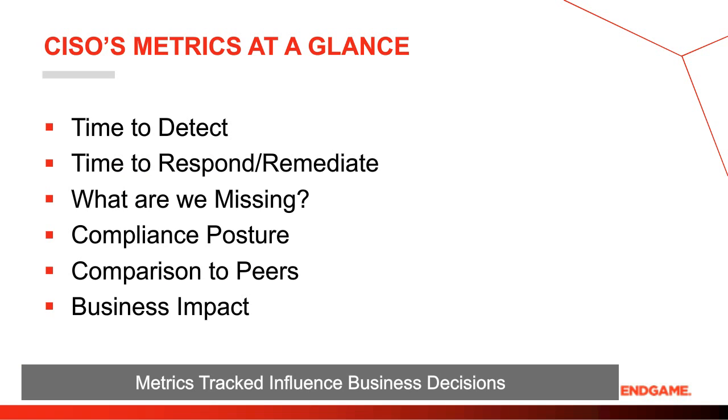So some of those metrics are listed here. Some of the things, after talking to a number of security executives, CISOs included, that they're measured against and end up reporting up. Some of those include, what are my time to detect metrics? How fast can I detect an incident? And once I do detect an incident, how long does it take me to understand the extent of that breach and respond and remediate appropriately? Some other metrics that are tracked, what am I missing? Basically a measure of risk, how much risk exposure do we have from a security perspective? What's my compliance posture? So how do I look from a compliance standpoint?